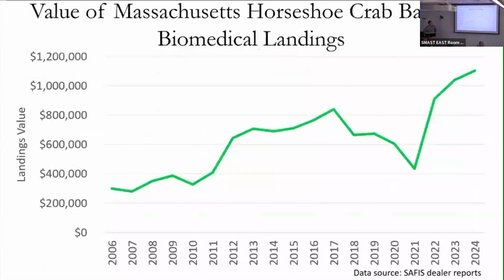This is the value of bait landings and biomedical combined over time. You can see it was pretty low around 2006, 2007. It has increased a fair amount in the last couple of years, largely due to the addition of a second biomedical firm. So over $1 million in value now.